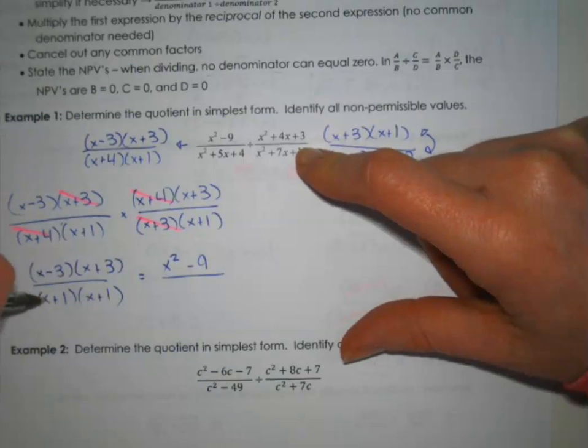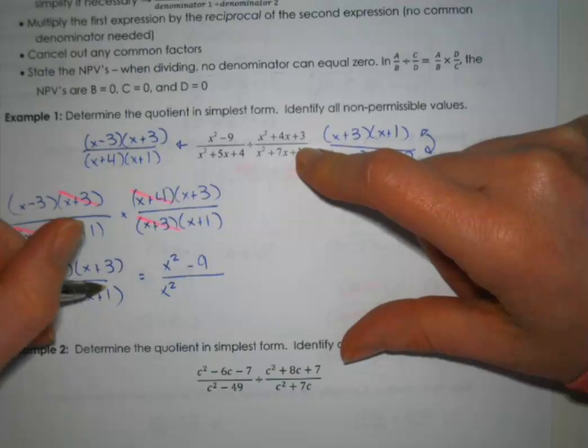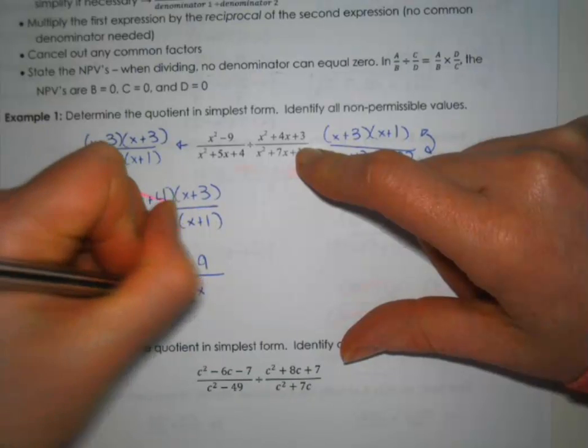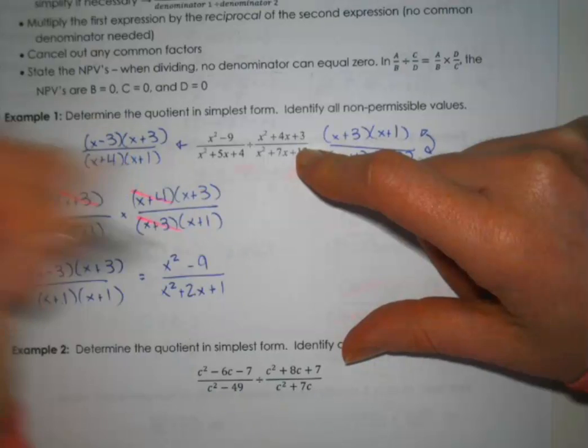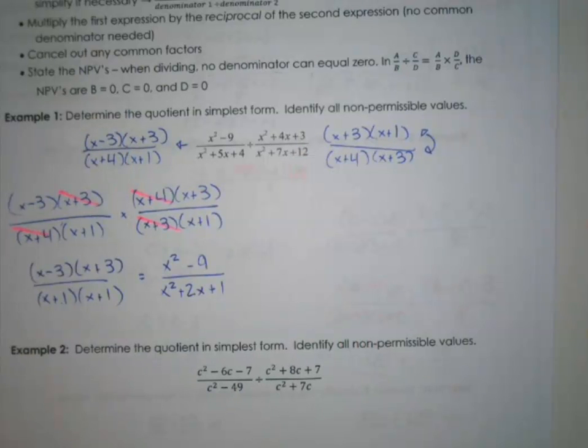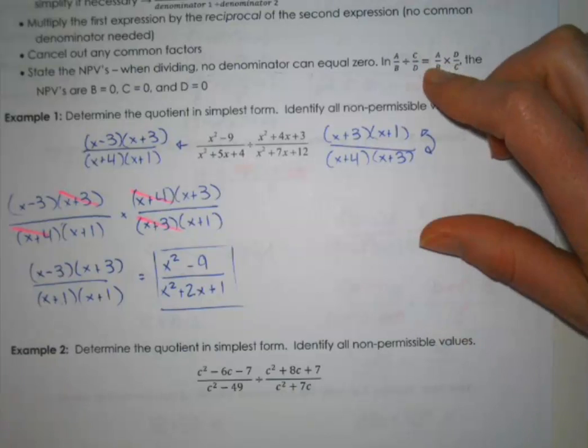On the bottom, we're going to have x times x is x squared. x times 1 is x, plus 1 times x. So 1x plus 1x is 2x. And then plus 1 times plus 1 is plus 1. So x squared plus 2x plus 1, this is our final simplified version of this.